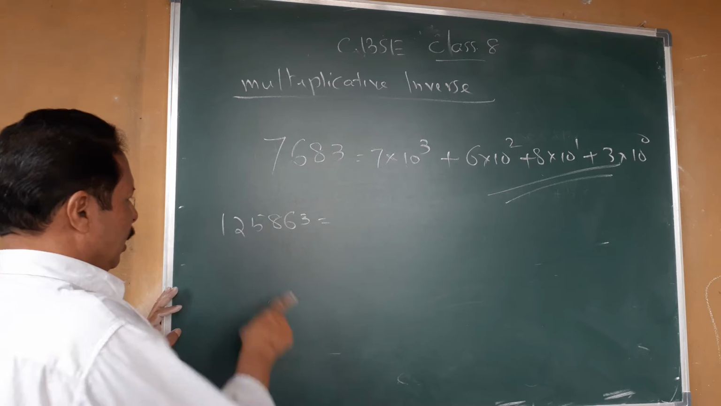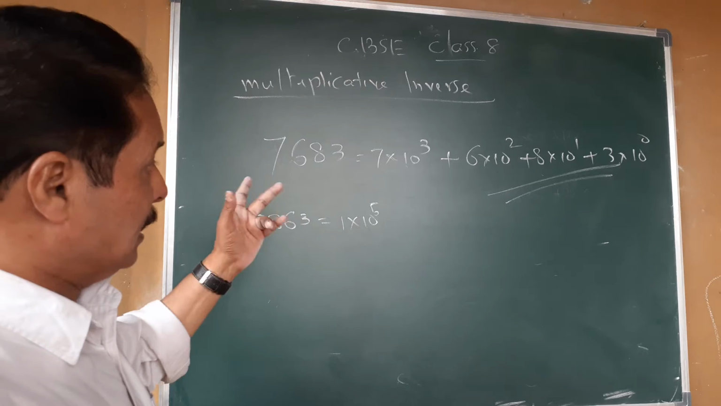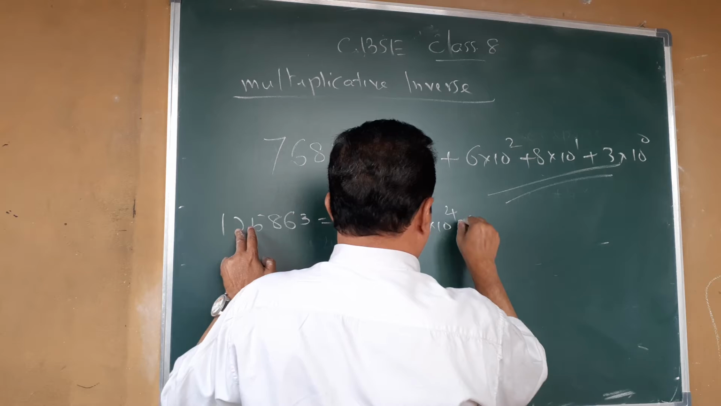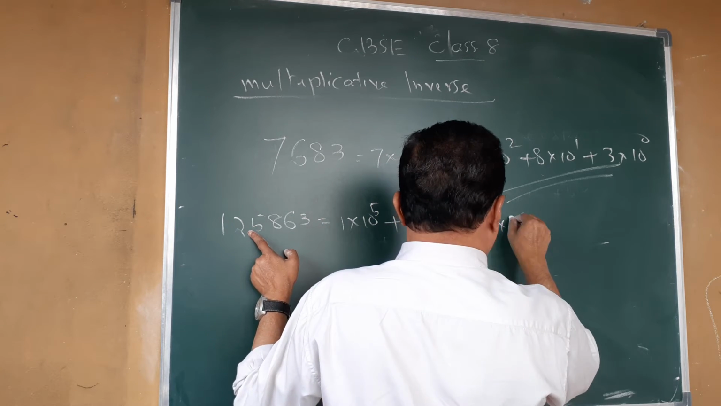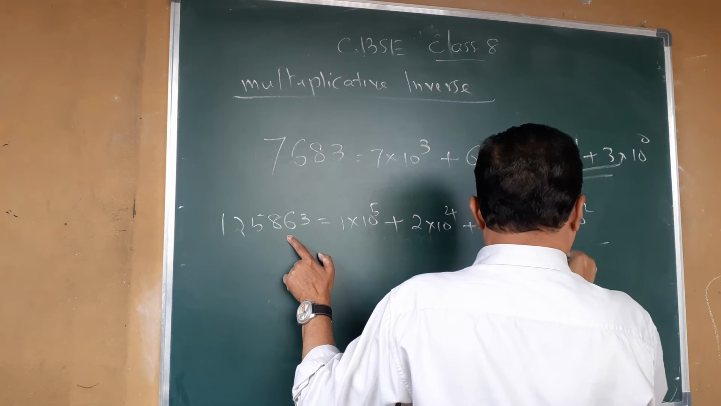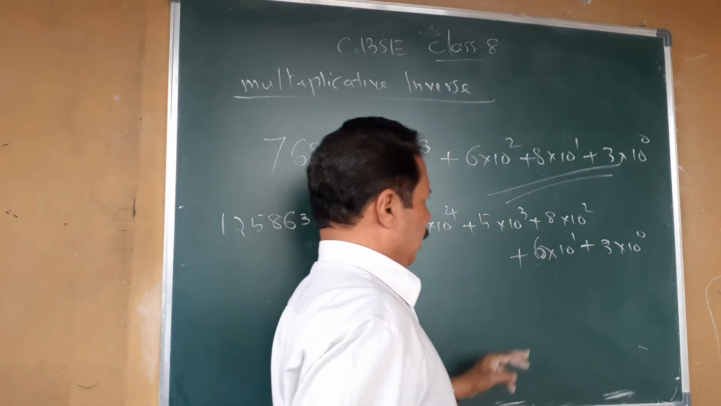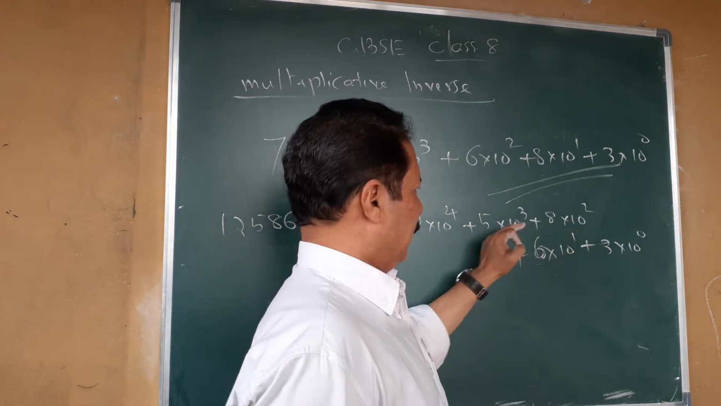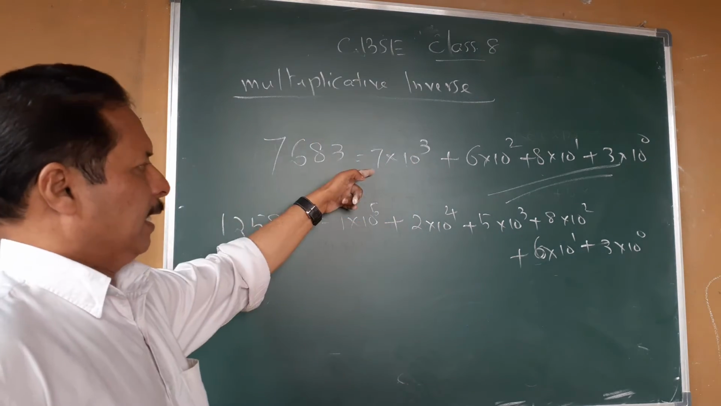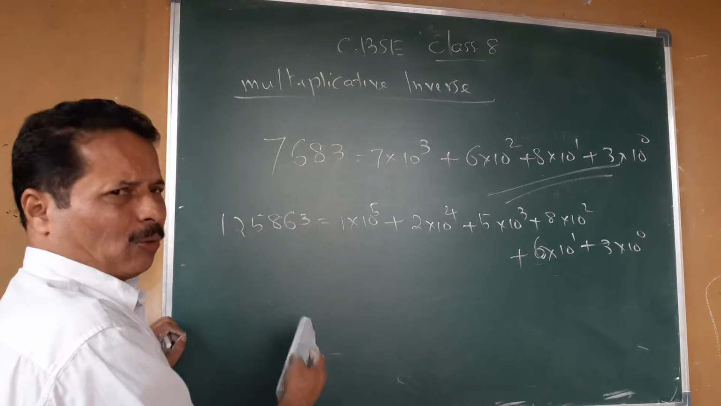Okay. Now 1,25,863. Are you ready? 1, 2, 3, 4, 5, 6. So start with 10 raised to 5. If there are 6 digits, it is 5, lakhs. Next 2 into 10 raised to 4, 5 into 10 raised to 3, 8 into 10 raised to 2, 6 into 10 raised to 1, and last 3 into 10 raised to 0. Unit place, 10th place, 100th place, 1000th place, 10,000 place, and lakhs. If there are 6 digits, then 10 raised to 5. Are you ready? Better you write with me.